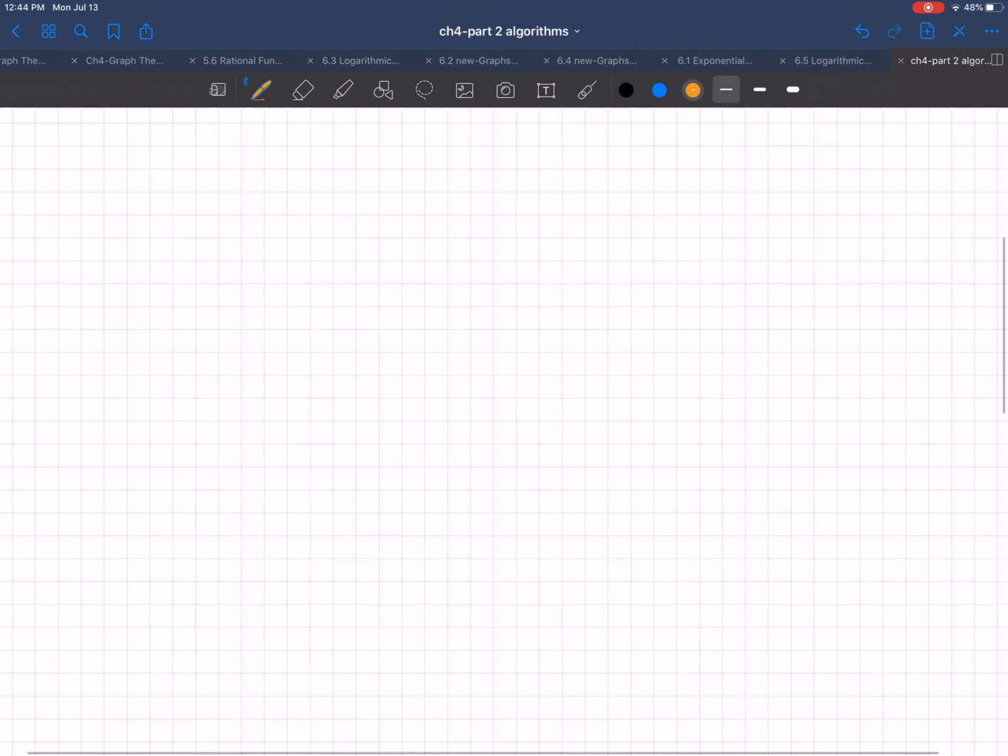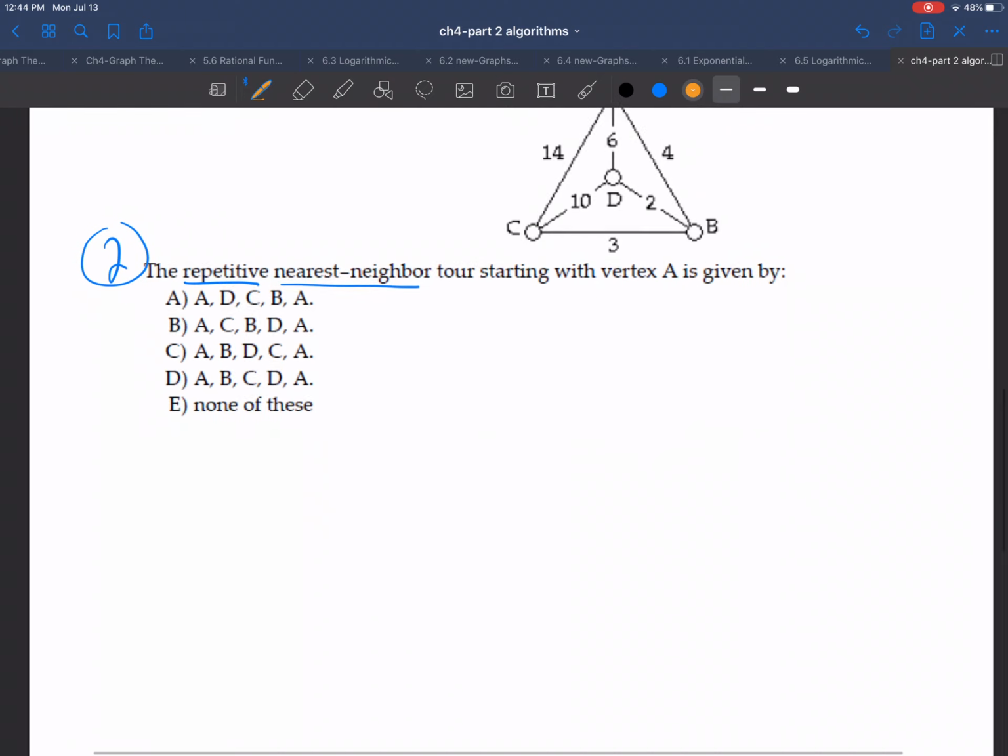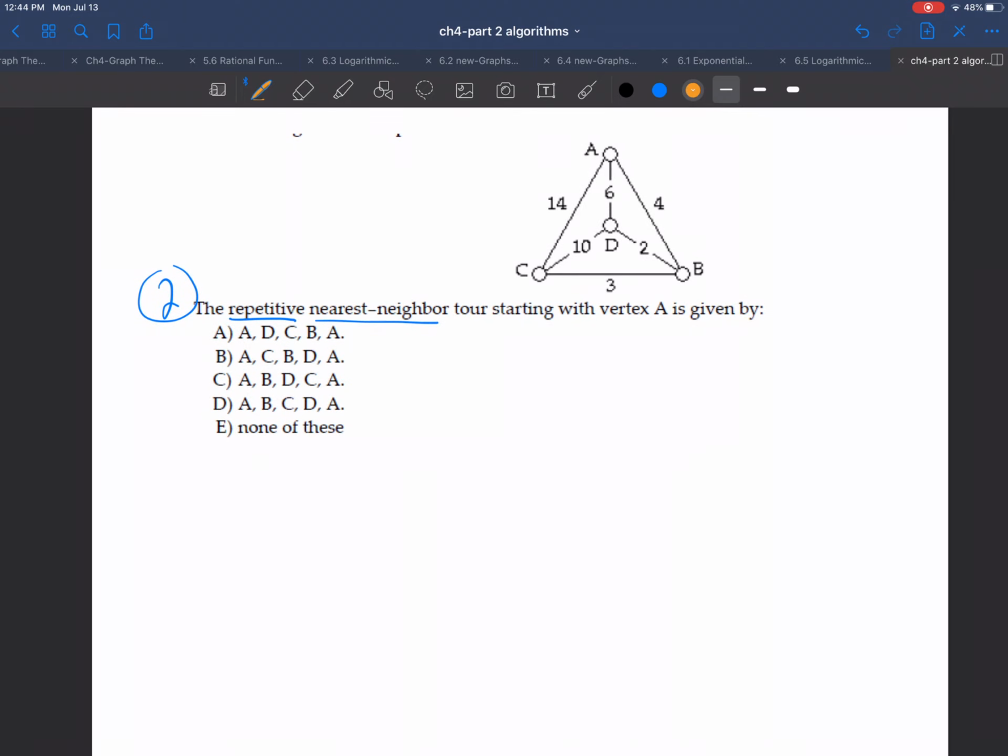Now, case 2, repetitive nearest neighbor. Here's where people get confused. Let me show you what a lot of people do. They go, oh yeah, I got it. Nearest neighbor, starting with A, go to B. This is totally wrong what I'm doing. 4, because that's lower than 6 or 14, so take the 4, go there. And then from B, looks like 2 or 3. 2's better. Go to D for 2.